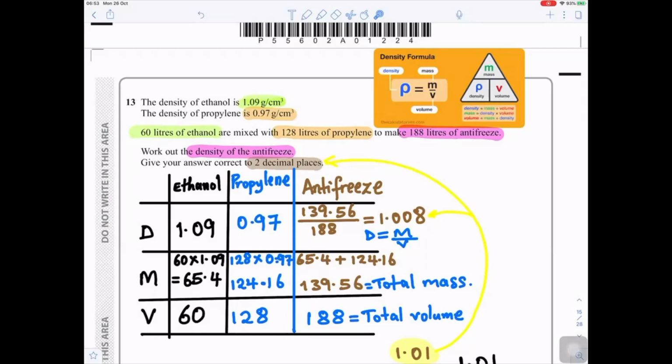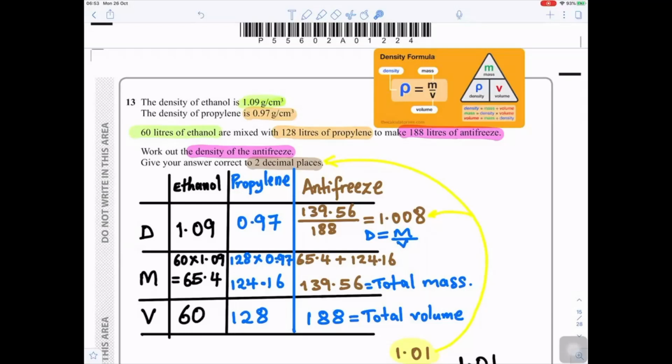With a question like this, let's look at the top right, the formula for density. Density is mass divided by volume. And you can use the triangle, where mass is density times volume, and volume is mass divided by density.